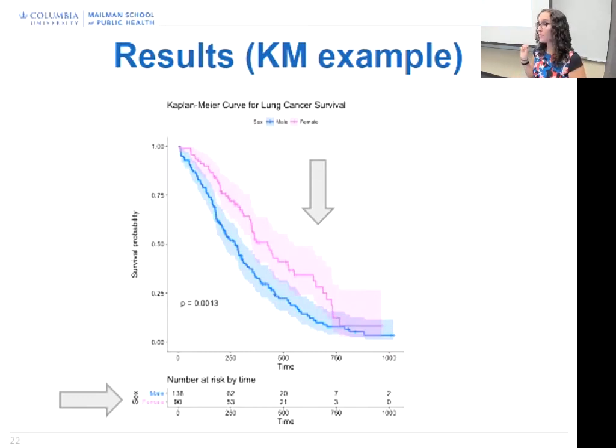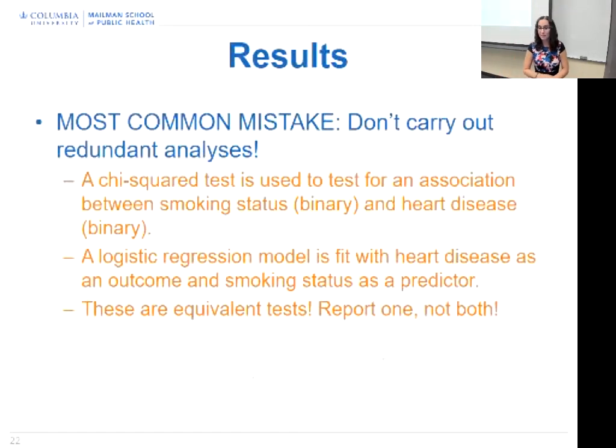Again, you don't want to send up red flags, because then they're going to go back and review everything that much more carefully. So I tried to warn you of this as much as possible, because I see this all of the time, right? So don't carry out redundant analyses. So what do I mean by this? I have a simple example here.